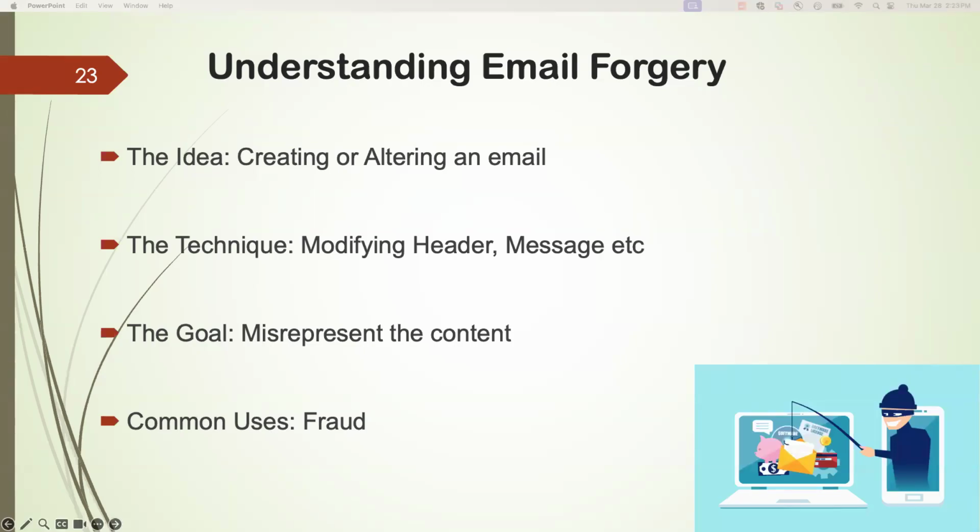All right, so the next type of email-related attack that you can see is email forgery. So let's understand what email forgery is and how it works. The idea behind email forgery is that you are creating a new email out of thin air, or you're altering an email that was already being sent. For example, say I send you guys an email that there will be a quiz on Thursday, and someone forges that email or alters it, saying that there will be no quiz on Thursday. The technique that most people use in order to forge an email is to modify either the header part of the email, or the content of the email, or the individual message.